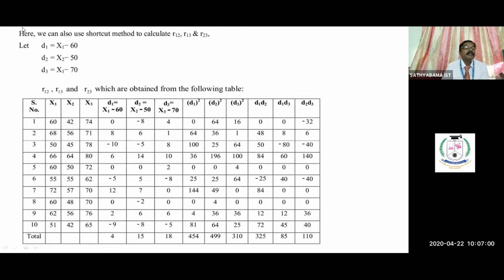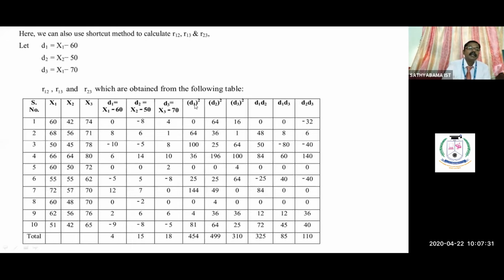D1 equal to x1 minus 60. In the same way, D2 equal to x2 minus 50, and D3 equal to x3 minus 70. In order to make it simple, the choice is ours. You can take any value of your choice. In D3 I have taken x3 minus 70, the reason being that 70 is repeated 2 times. So to make it simple, I have taken D3 equal to x3 minus 70.